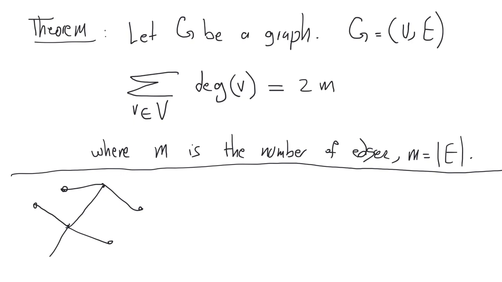Correct? So even if we have loops, it's counted twice in the degree of V. If an edge is not a loop, it's counted in the degrees of its endpoints twice. And if it's a loop, it's counted in the degree of the single endpoint twice. And therefore, each edge contributes 2 to this left-hand side here, and their sum has to be 2 times the number of edges.